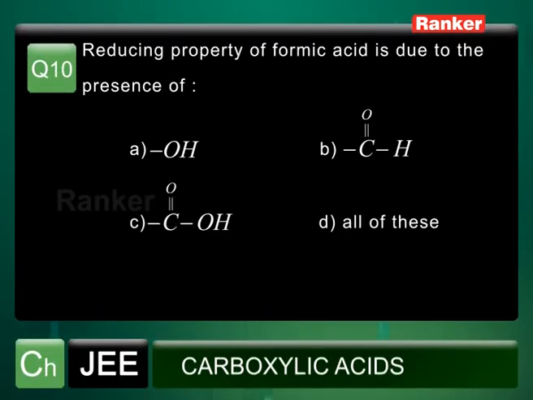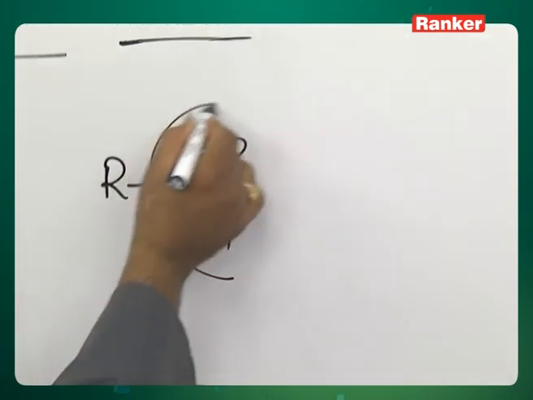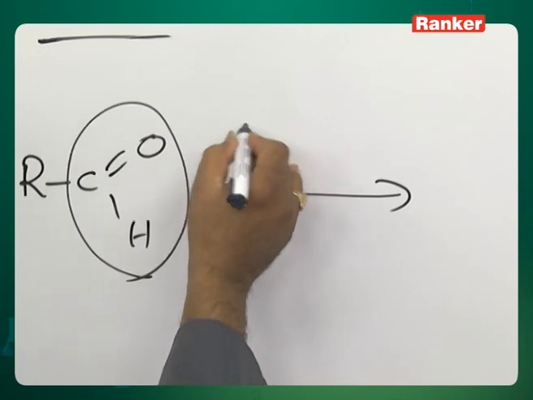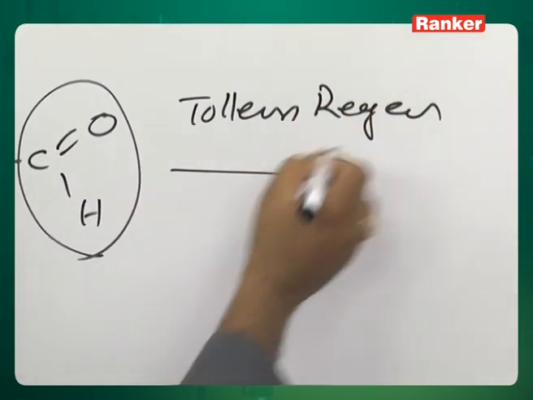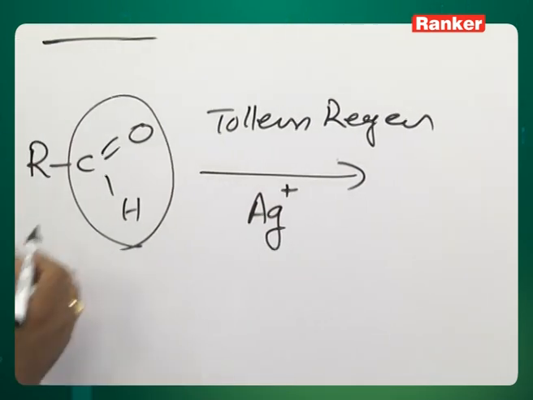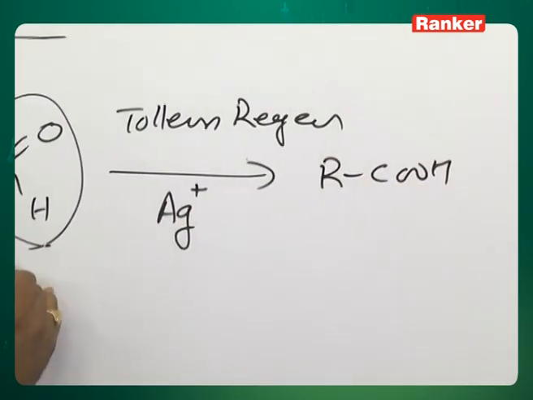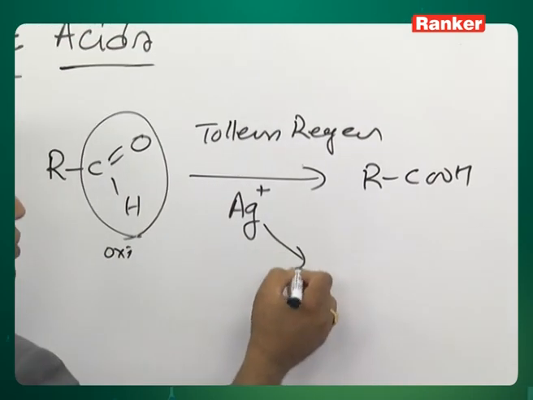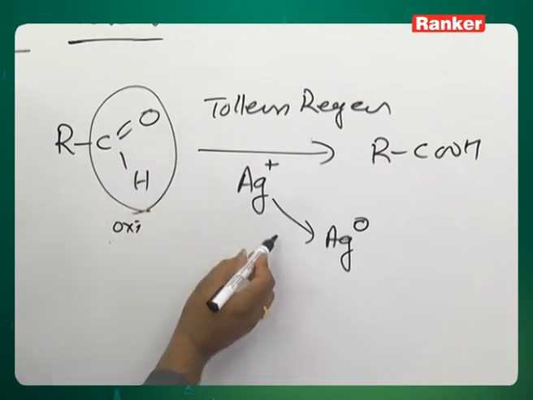The question goes like, the reducing property of formic acid is due to the presence of what? What is the reducing property? Actually, RCHO is an aldehyde function, isn't it? Generally we add Tollens reagent. The reagent contains silver nitrate, Ag+ will be there. So this compound is oxidized to carboxylic acid, and the silver is reduced to silver metal, Ag 0. So this compound is reducing the silver.